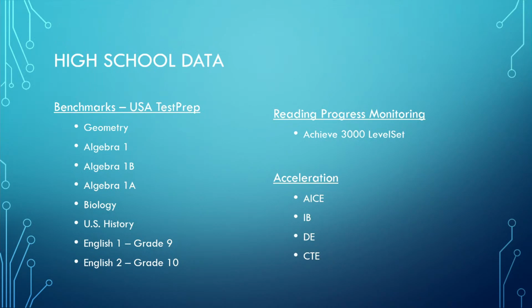The other piece to keep in mind is that our benchmarks for geometry and Algebra 1 and biology were designed to align with our instructional focus guides, which means that the students are only assessed on the standards that they have learned to date. In English language arts and US history, it's cumulative. So the students are assessed on standards that they will need to know on the end of course exam or the FSA. We will look again at that throughout the year. So the next slide, please.